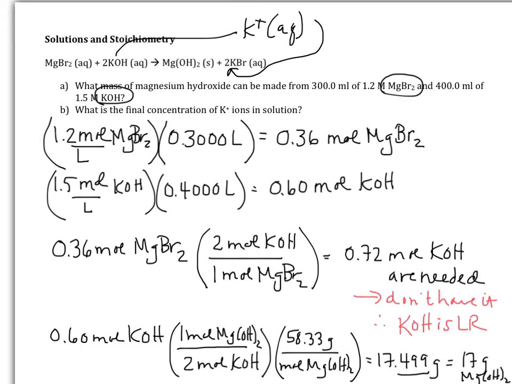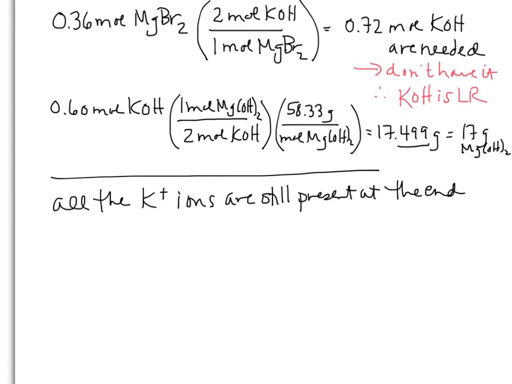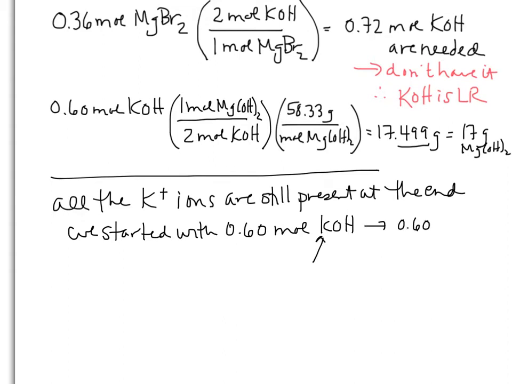So what we need to figure out is, if all the K plus ions are still present at the end, how many do we have? Well, we know we started with 0.60 moles of KOH, and since there's only 1 mole of K plus in each mole of KOH, that means we have 0.60 moles of K plus ions. That's what we started with, and that's what we end with, because it's just a spectator ion.